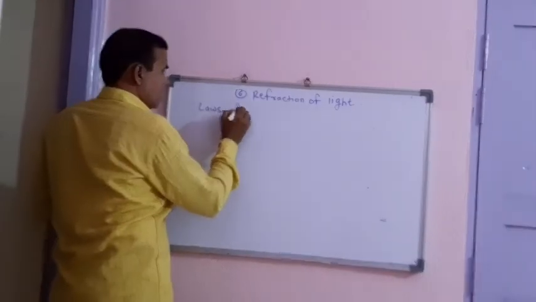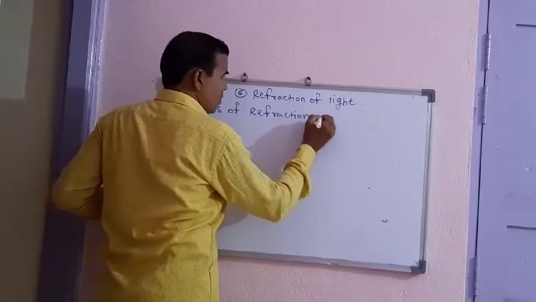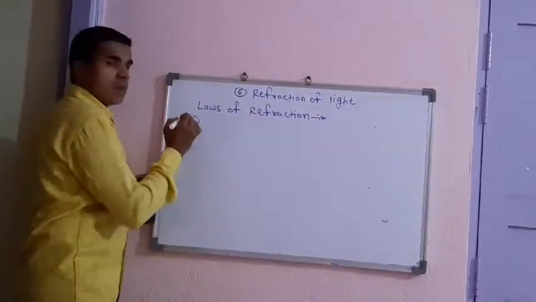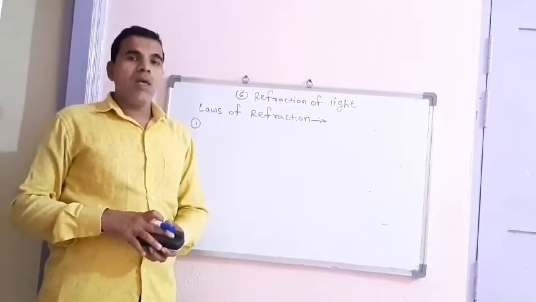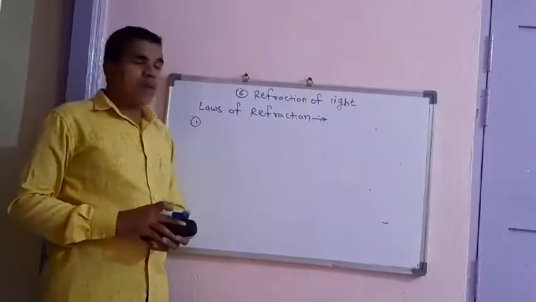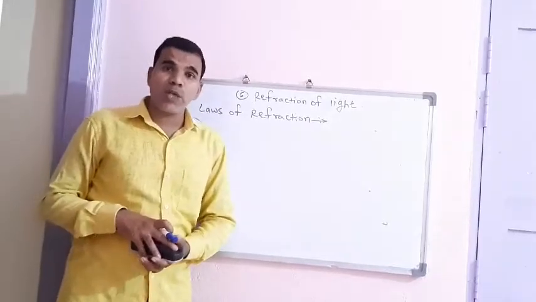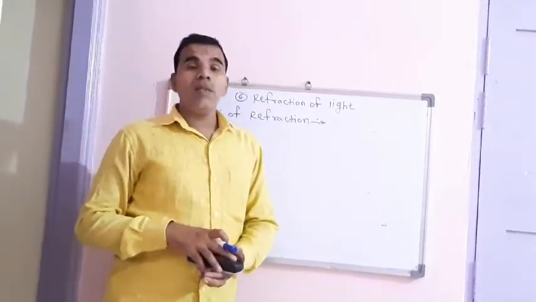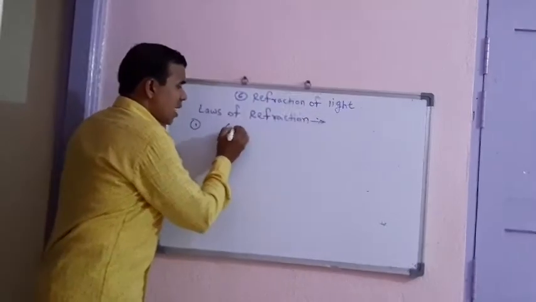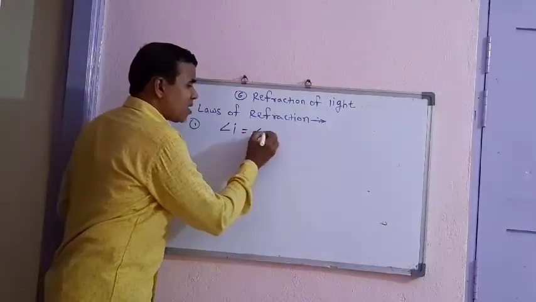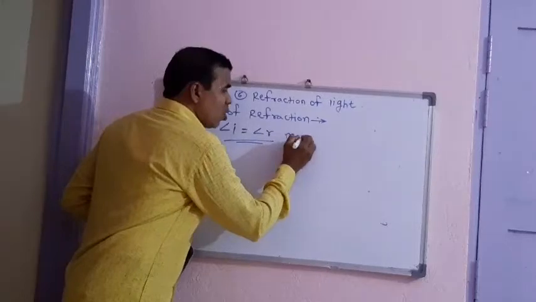Laws of refraction. First law: the angle of incidence and the angle of refraction are on opposite sides of each other, and they meet at a normal. Look at this.